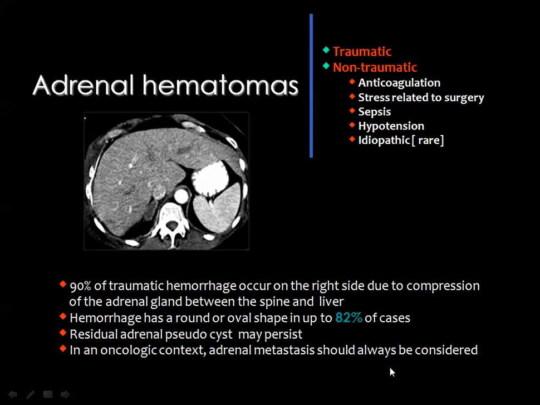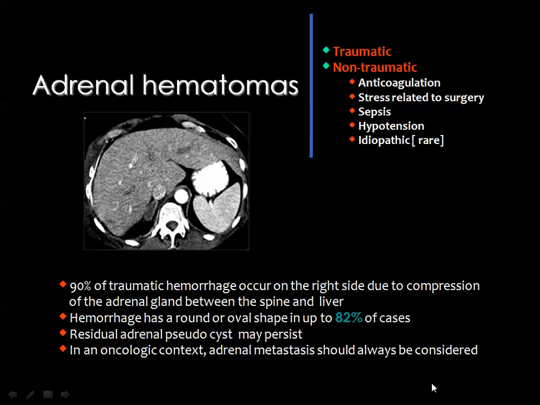Then adrenal hemorrhage is the sequelae of trauma, but non-traumatic hemorrhage can also occur in overuse of anticoagulation or stress related to surgery, to sepsis, hypotension, and maybe idiopathic. 90% of the traumatic hemorrhage will occur on the right suprarenal gland because of the compression of the adrenal gland between the liver and the spine.